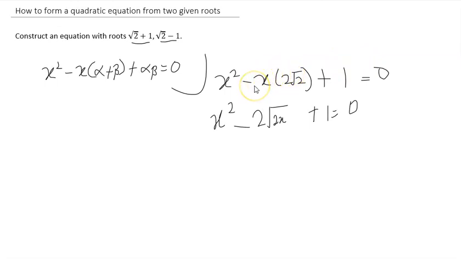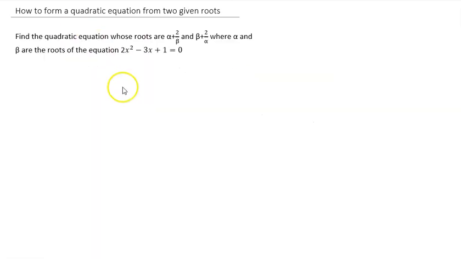So we'll do one more question, but that one will be a little bit tedious, or at least more tasking than this one. So we have this question. It says find the quadratic equation whose roots are alpha plus 2 over beta and beta plus 2 over alpha, where alpha and beta are the roots of the equation 2x squared minus 3x plus 1. So we need to form a quadratic equation from these given roots. So don't fret because of the alpha and the beta. It's still the same process.